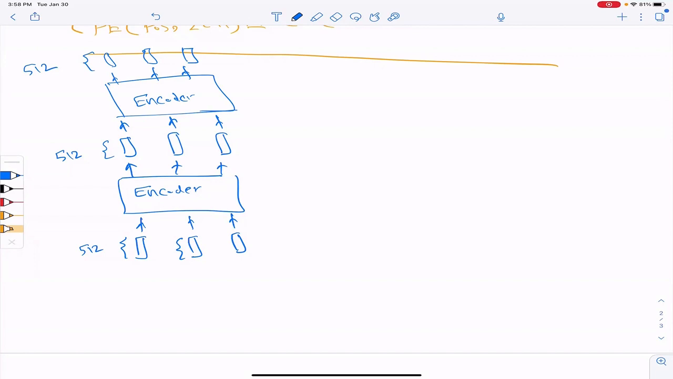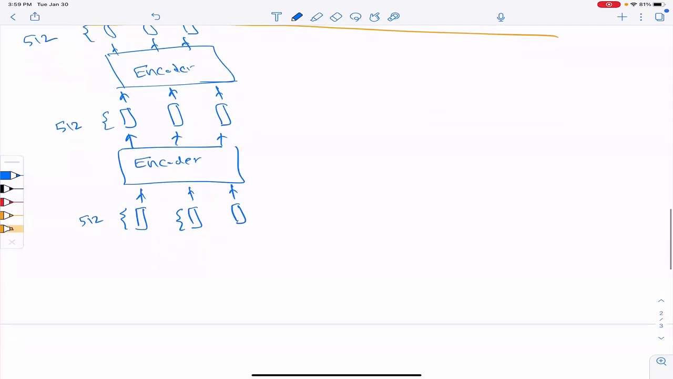How many encoders can I have on top of each other? The sky is the limit, right? But in the original transformer, they stacked up 6 encoders on top of each other. I'm assuming that they tried with 4 and 5 and they saw an improvement, and they tried 6, they saw an improvement, maybe they tried 7 and maybe the improvement wasn't great and they stopped, right? So there is probably nothing magical about the number 6, probably. Okay, so that is the idea of stacking up the encoders.